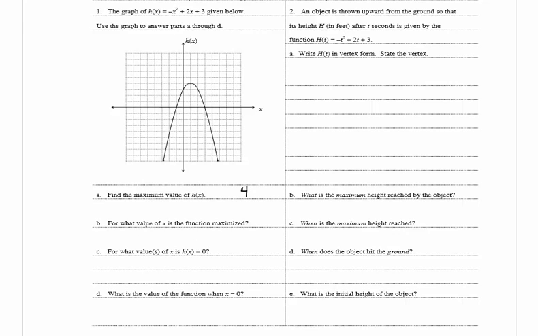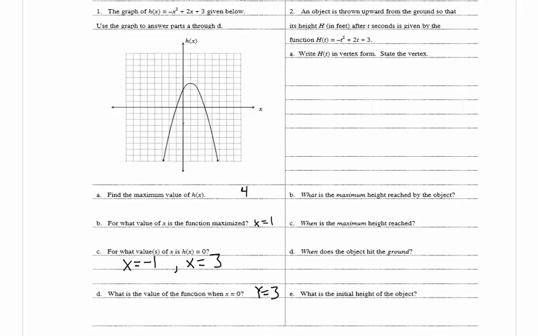In B, they ask for what value of x is the function maximized. Our function was at 4 when x is equal to 1. In C, it asked for what values of x is h of x equal to 0. For this, we're looking at our x-intercepts, and we can see that we cross the x-axis at -1 and at 3. So when x is equal to -1 and x is equal to 3. And in D, they ask, what is the value of the function when x is equal to 0? When x is equal to 0, y is equal to 3.